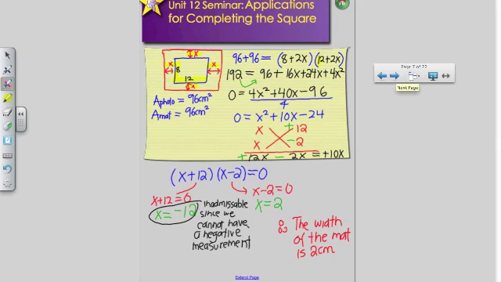And if you really think about it, 8 plus 2 plus 2, or 8 plus 4, is going to give me 12. And 12 plus 2 plus 2 is going to be 16. And when you multiply those numbers together, you are going to have a total area of 192. Okay, so we can always check our answer by plugging it back into the original question.